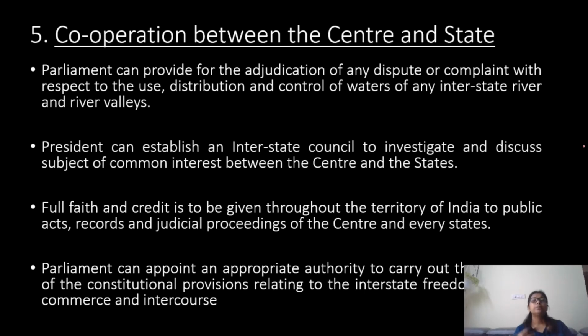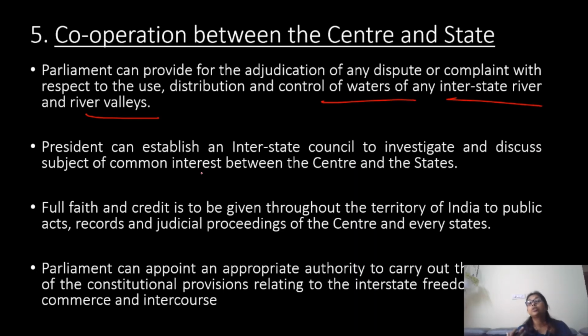And lastly, there must be proper cooperation between the center and the states. See, a lot of problems and disputes are common to the center and state both. For example, water and river problems are common to both the state and the center. So during that time, proper cooperation between center and state is required. For example, for an interstate river or river valley, control of the water of an interstate river, cooperation from both sides is required. It is not like this is your work or this is my river. Both should cooperate with each other.